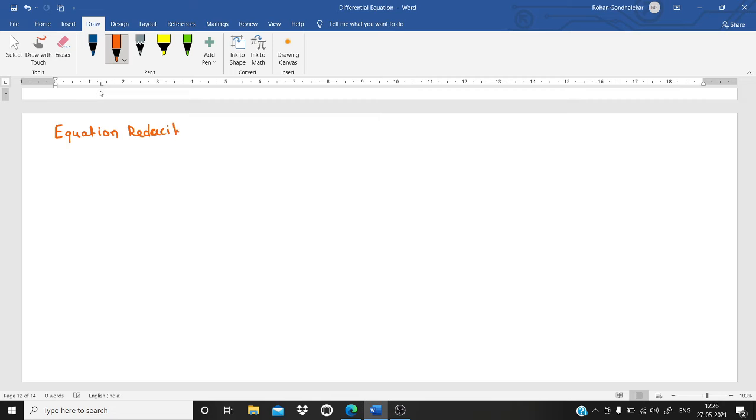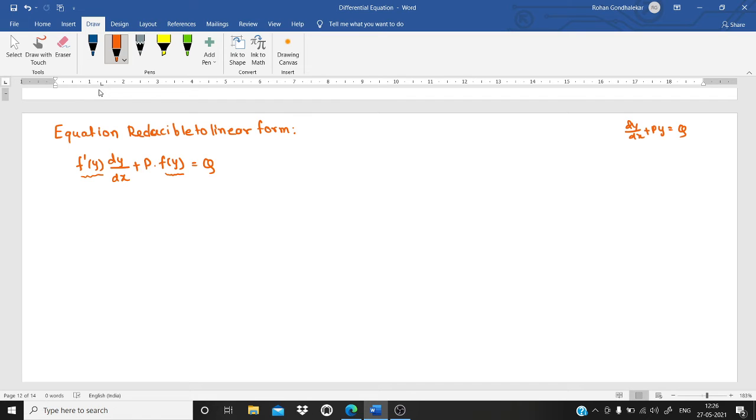Equation reducible to linear form. Your differential equation would be expressed in the form of f dash of y into dy by dx plus p into f of y is equal to q. Look at the linear differential equation form first: dy by dx plus py is equal to q. What is different here? Here we have a multiple of dy by dx as f dash of y, which is nothing but the derivative of f of y.